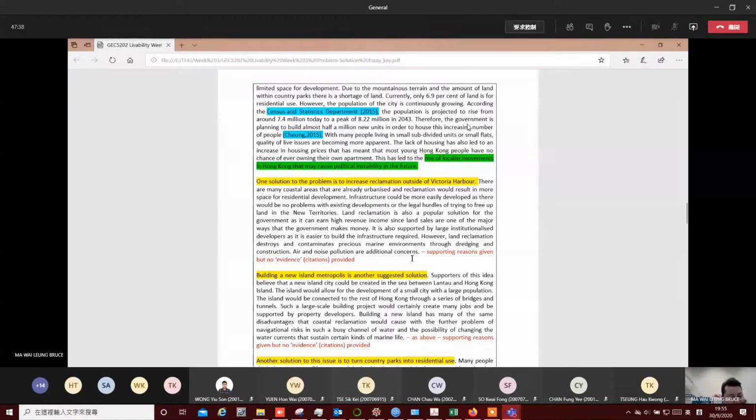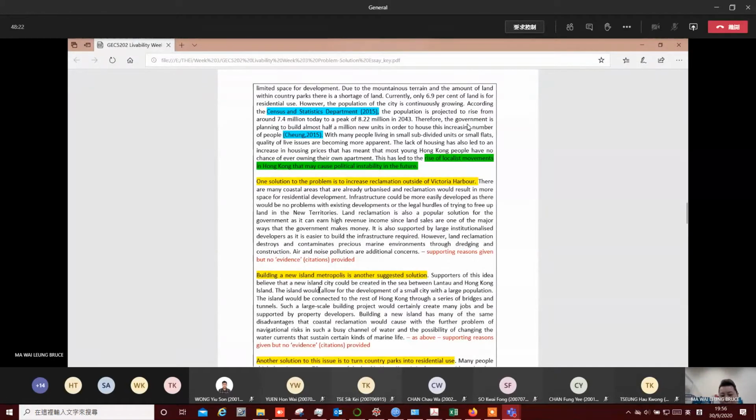Next paragraph: are we going to offer the conclusion? No, we see another solution. Building a new island metropolis is another suggested solution. So is that a qualified topic sentence? Yes. Building a new island. This is a viewpoint. This is not factual information. And then I'm expecting you to explain how this is to be done and the advantages and disadvantages of this. You have to support the pros and cons with your research, not from your own observation or your own feeling. Supporters of this idea believe that a new island city could be created in the sea between Lantau Island and Hong Kong Island.